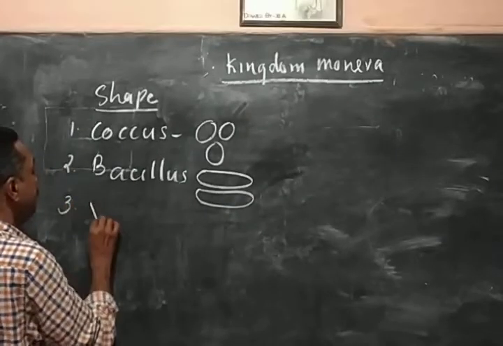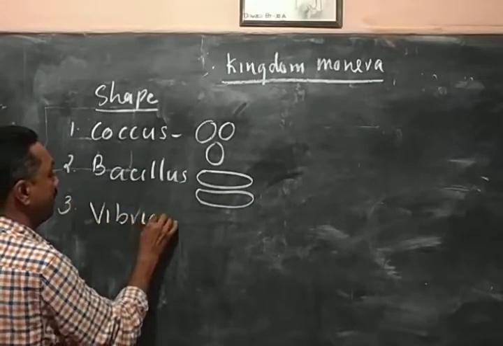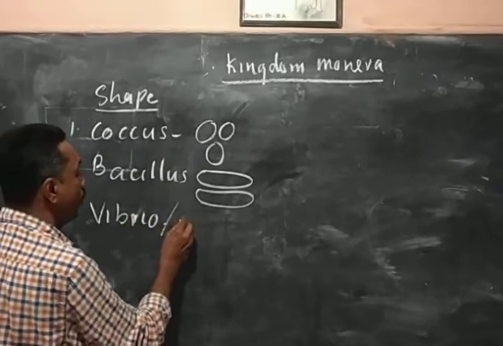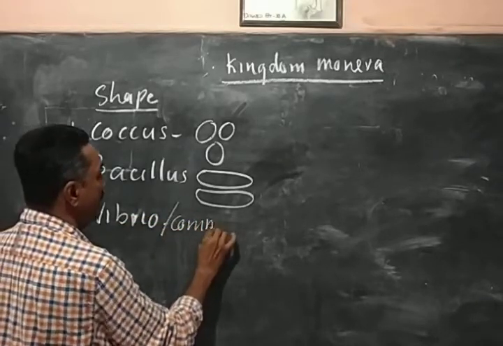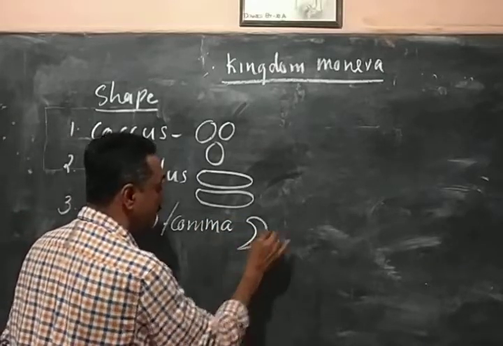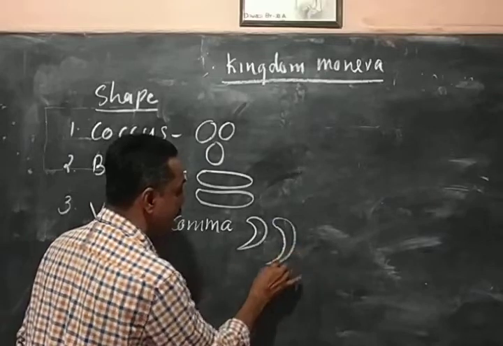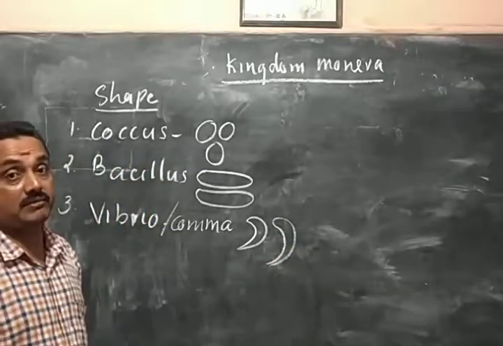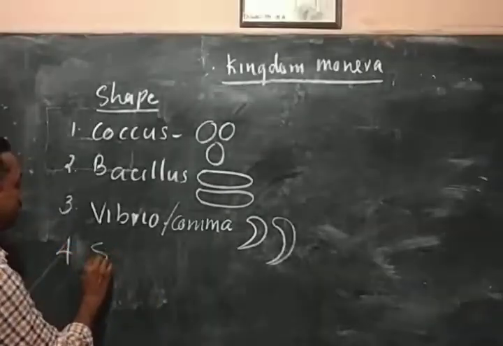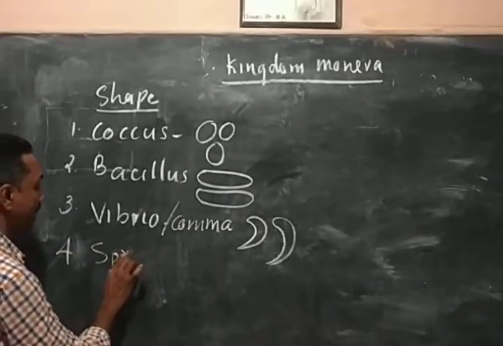The third one is Vibrio bacteria. Vibrio bacteria are otherwise called comma-shaped bacteria, C-O-M-M-A. Comma-shaped bacteria look like this. Bacteria having this shape are called comma-shaped bacteria or Vibrio bacteria. Then the fourth one: some of the bacteria are called Spirillum.